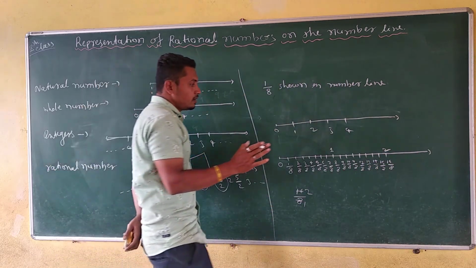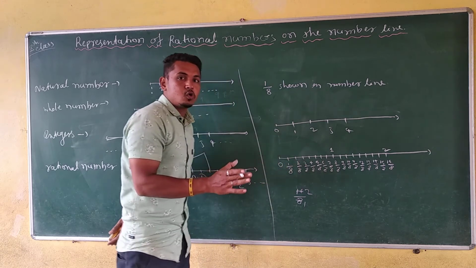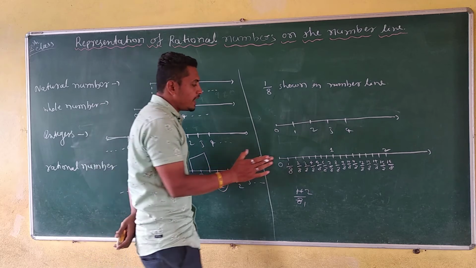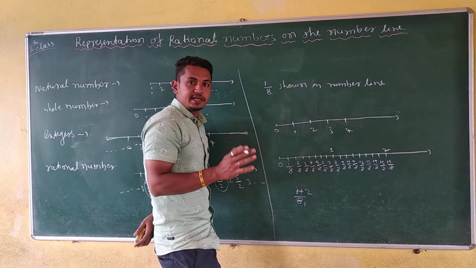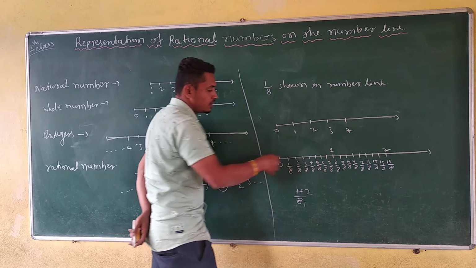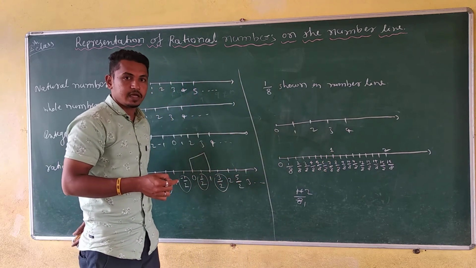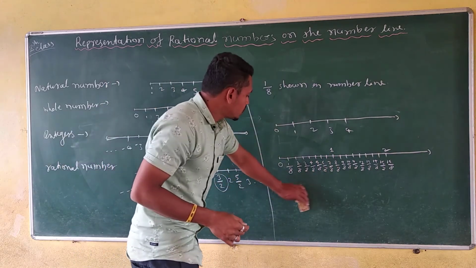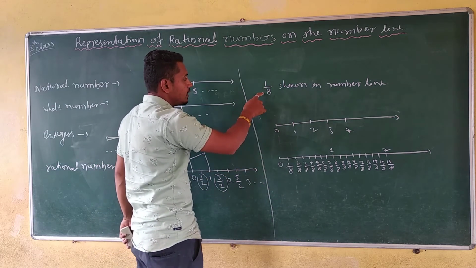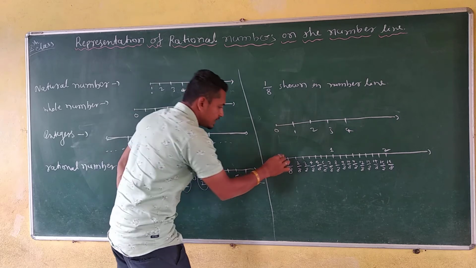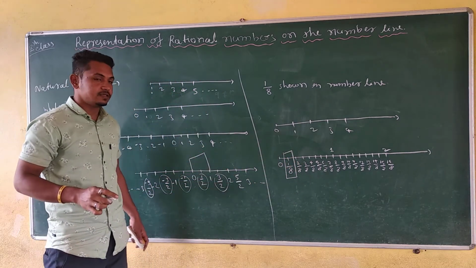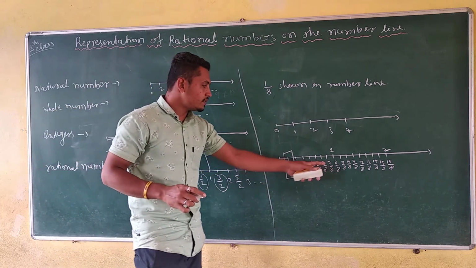Now see here, the distance between two consecutive integers, we make how many equal parts? 8 parts. See here, 1, 2, 3, 4, 5, 6, 7, 8. Equal 8 parts. Okay, so now you show the rational number, 1 divided by 8, on the number line. See here, this is the value of 1 divided by 8 on the number line.